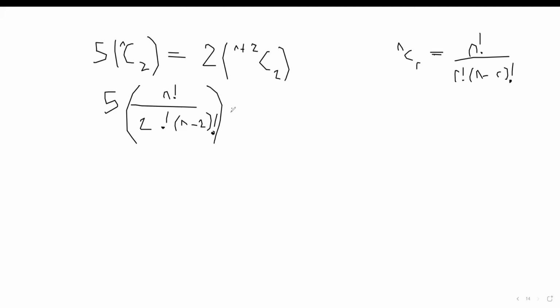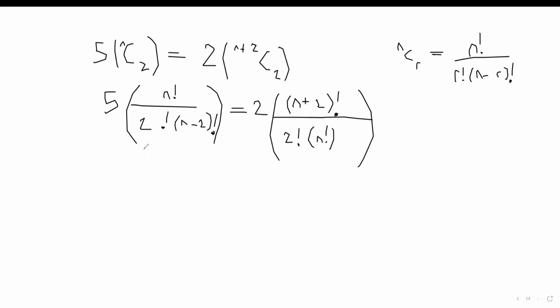And this is equal to 2 times, your n now you replace with n plus 2 factorial. So you put a bracket, put a factorial. This is being divided by your r factorial, which is still 2 factorial, and then in bracket n minus r. This is your n plus 2 minus 2, which is n factorial. All right, close up the bracket.